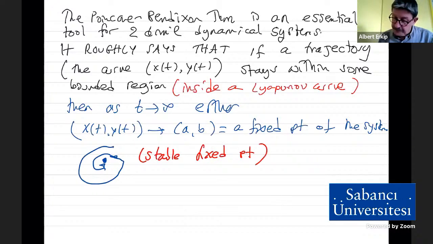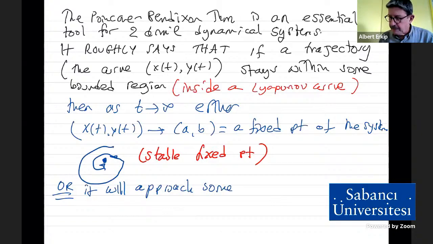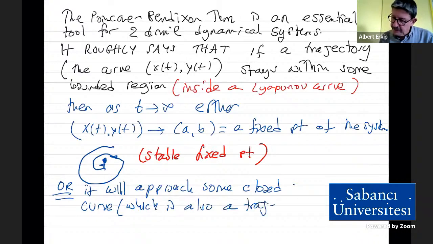Or it will approach some closed curve, which is also a trajectory and therefore periodic. Remember, closed curve trajectories were periodic solutions. So in this case, the picture is like that.